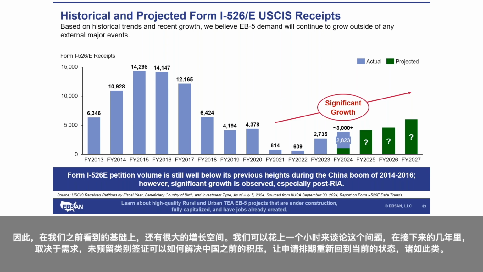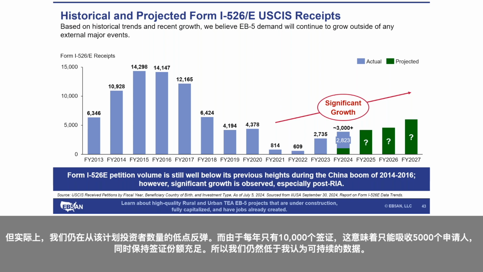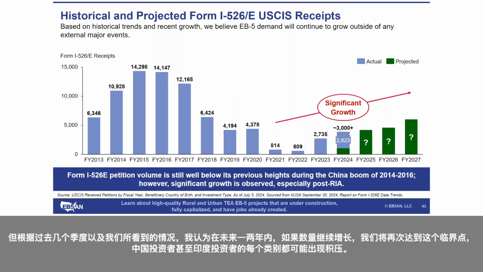And we could probably spend an hour just talking about this, of how in the next couple of years, depending on demand, a lot of the unreserved could clear out the old China backlog and bring them back current, things like that. But in reality, we are still bouncing off the lows of the number of investors in the program. And with only 10,000 visas a year, that implies under 5,000 applicants a year can actually do it and everything stays current. So we're still below where I think it's sustainable, but based on the last few quarters and what we're seeing, I think over the next year or two, if it continues to grow where it is, we are going to hit that ramp again where every category for Chinese investors and possibly even Indian investors could be backlogged.